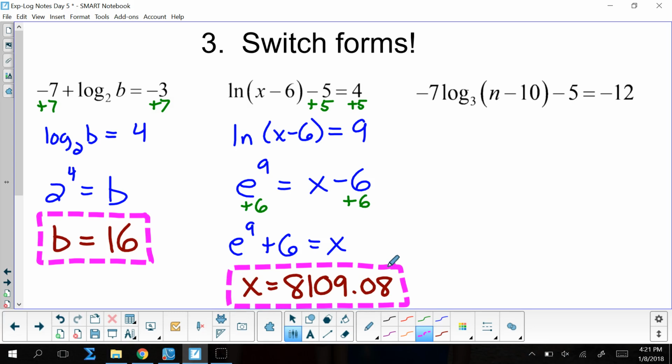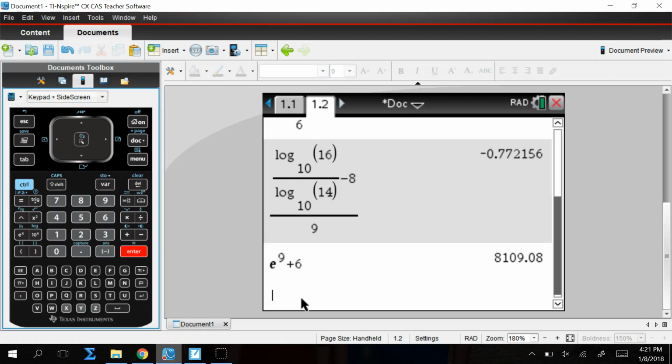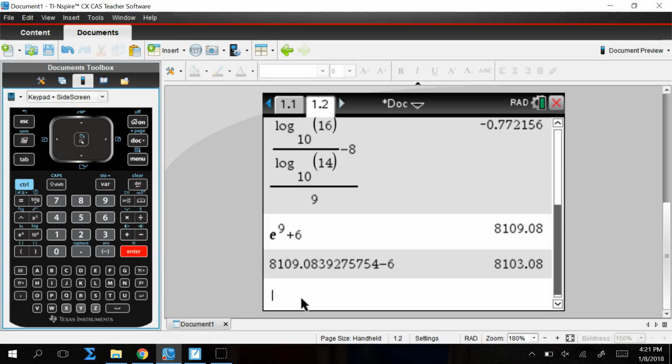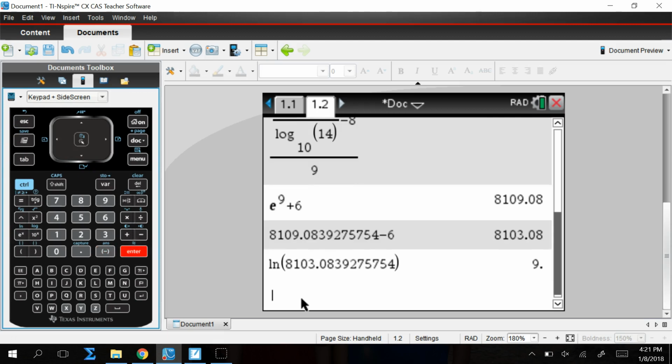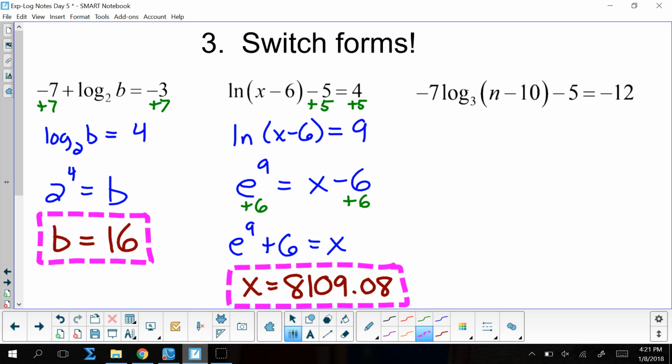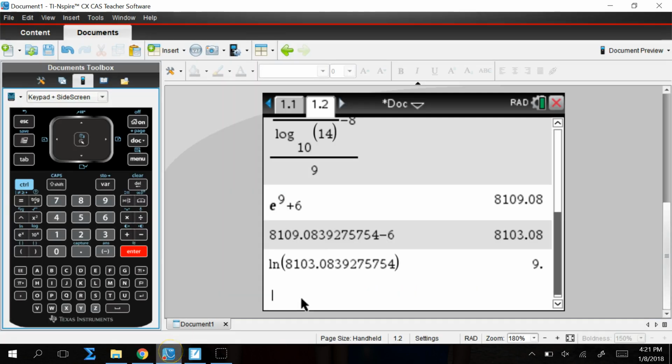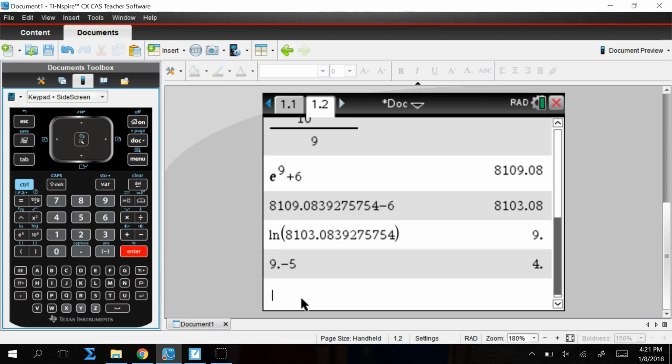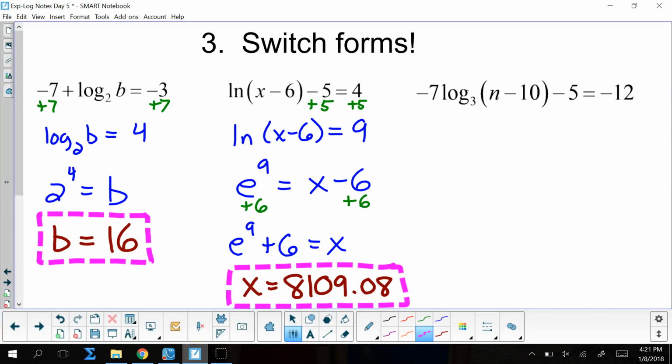As always, we can plug it back in and see. So if I were to plug that one back in, I could first subtract 6 from that. Then I would take the natural log of that. Then I would subtract 5 from that, and I get 4, which is equal to 4.